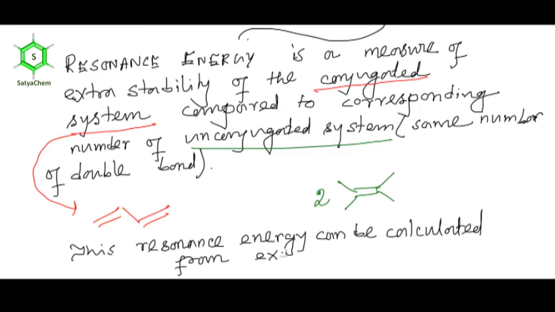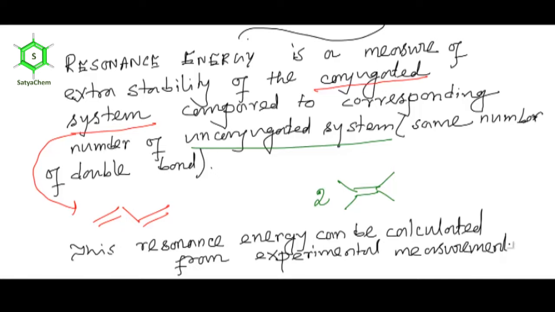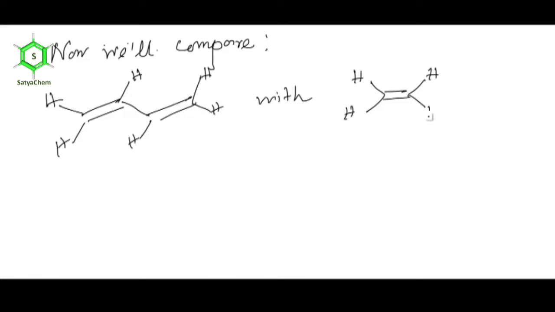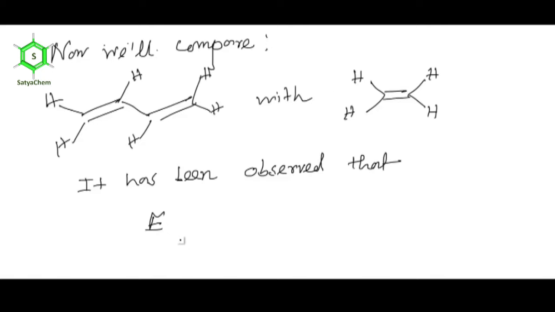So now we can compare 1,3-butadiene with two ethylene molecules. In 1,3-butadiene we have two double bonds, and in ethylene we have one double bond. So it is expected that the energy of butadiene will be comparable to twice that of one ethylene molecule, but it has been observed that the energy of butadiene is less than that. So why is it happening?